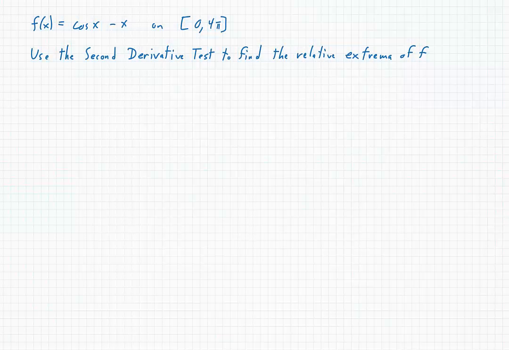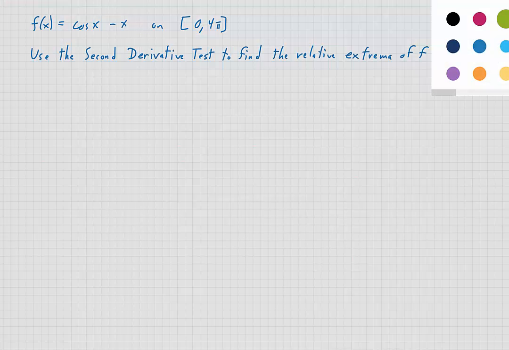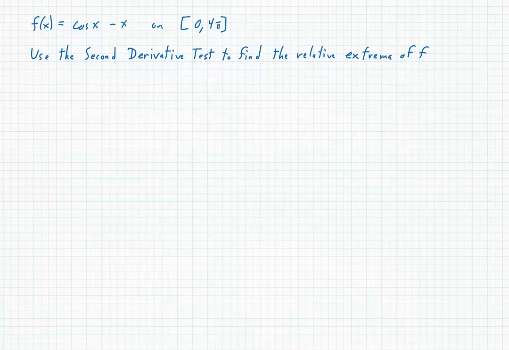Given the function f of x is equal to cosine of x minus x on the closed interval 0 to 4 pi, we're asked to use the second derivative test to find the relative extrema of f. So second derivative test for relative extrema is going to require both the first derivative and the second derivative.